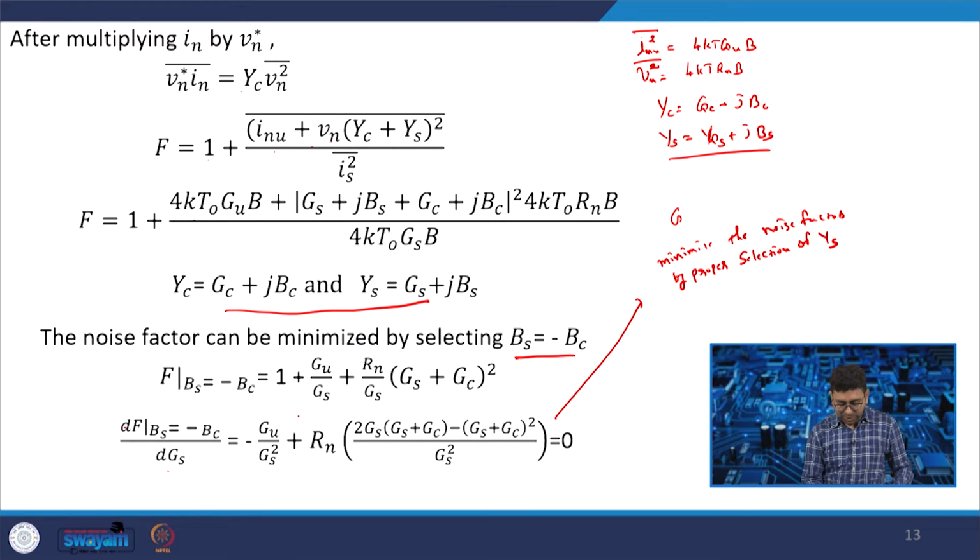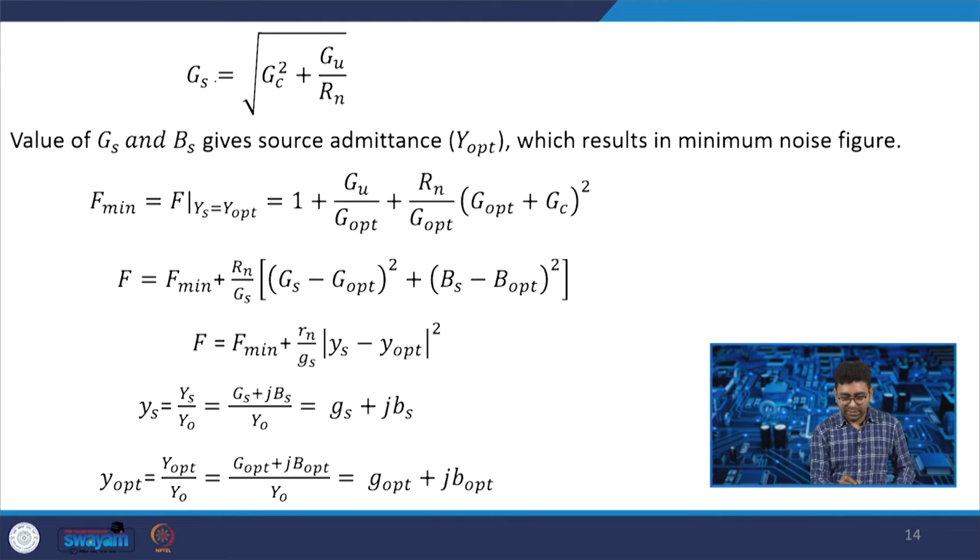So if you differentiate the same equation, you will get Gu minus, Gu by Gs square, plus Rn times 2 Gs plus Gc minus Gs plus Gc whole square by Gs square, which is equal to 0, and you will get Gs in terms of Gc. So Gs is equal to the square root of Gc square plus Gu by Rn. Here the values of Gs and Bs give a source admittance Y opt. This is called the optimum source admittance, at which you will get the minimum noise figure F min.